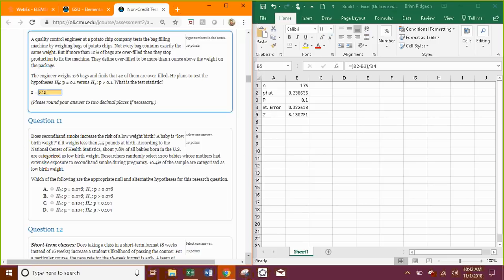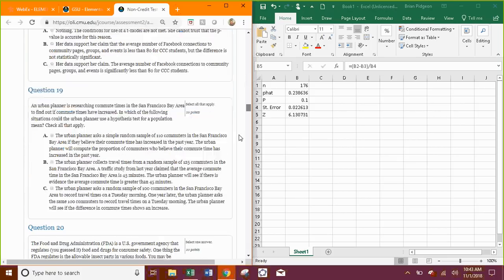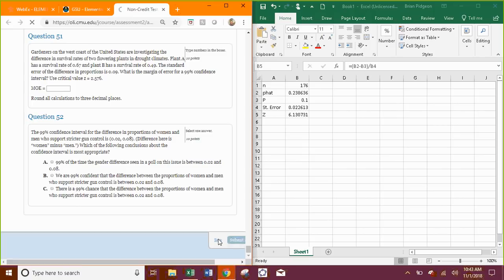Does secondhand smoke increase the risk of low weight birth? A baby is low birth weight if it weighs less than 5.5 pounds at birth. According to the National Center of Health Statistics, about 7.8% of all babies born in the U.S. are categorized as low birth weight. Researchers randomly select 1,200 babies whose mothers had extensive exposure. 10.4% of the sample is categorized as low birth weight. Which of the following are the appropriate alternative and null hypotheses?